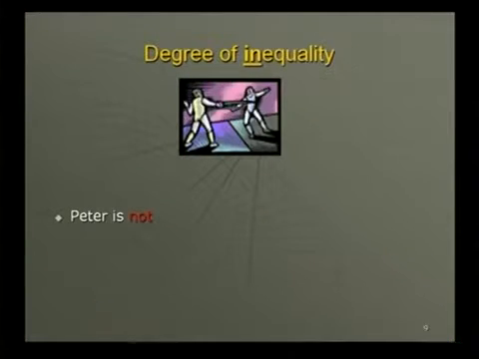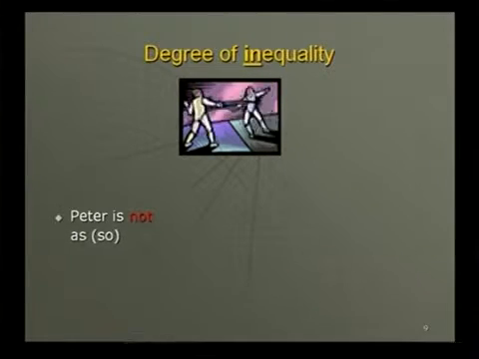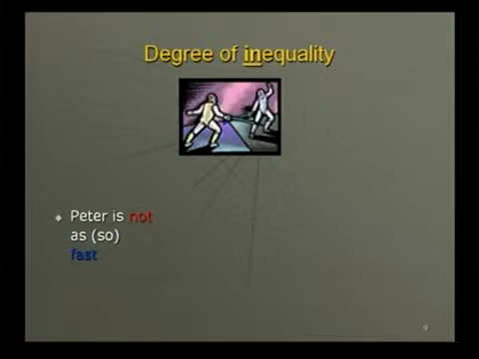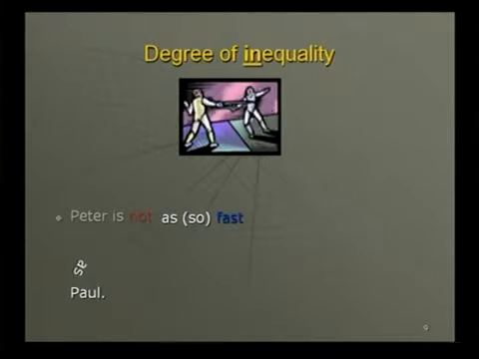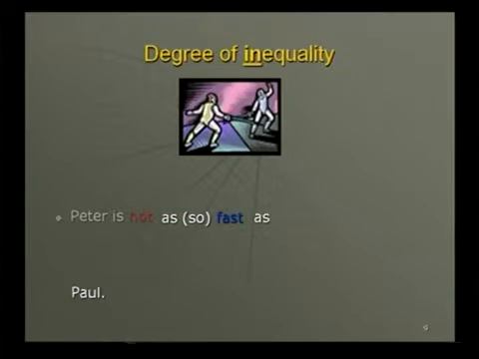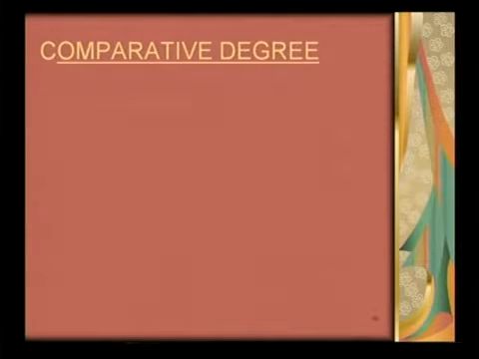So let us take the example of degrees of inequality. What is degrees of inequality? The persons didn't have the same quality is referred to as degrees of inequality. Peter is not as fast as Paul. Okay friends, do you all understand here? Peter is not as fast as Paul.